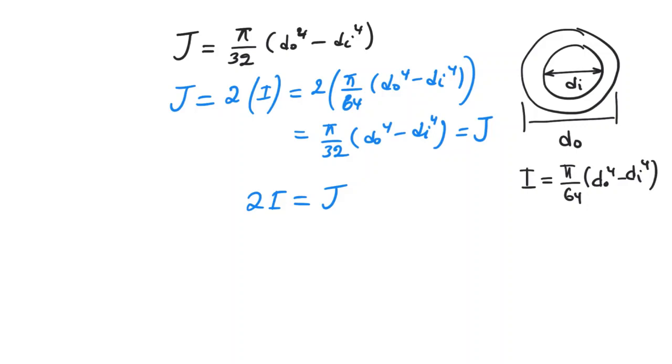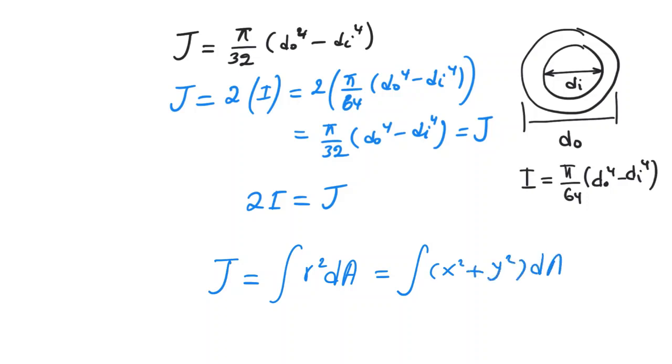What I wanted to tell you is that the exact definition of J is the integral of r squared dA. Now, this is actually going to be the integral of x squared plus y squared dA, which is the very definition of Ix plus Iy.